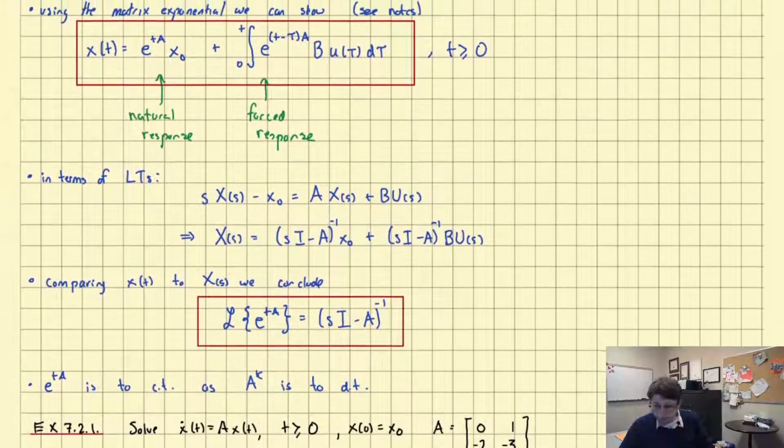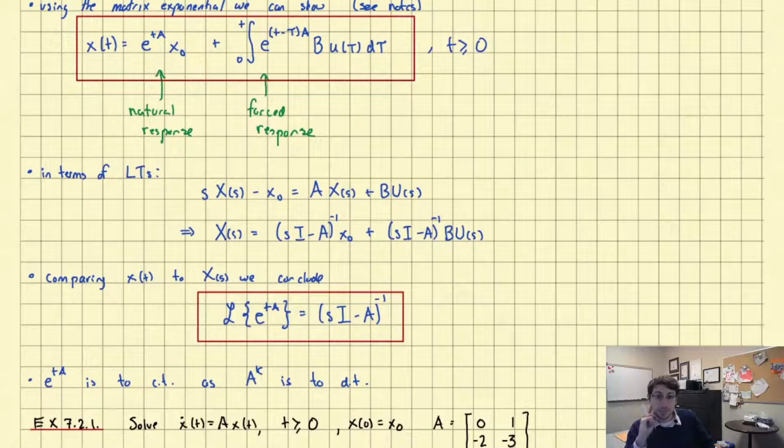Let me just scroll up for a second. There's x of t with the natural response and the forced response. In this case, there is no input, so I'm just going to ignore this part. And so the solution is just that guy there, right? Because u is equal to 0. So I'm just looking essentially for the natural response. And so I need to compute this thing if I want to solve the differential equation.